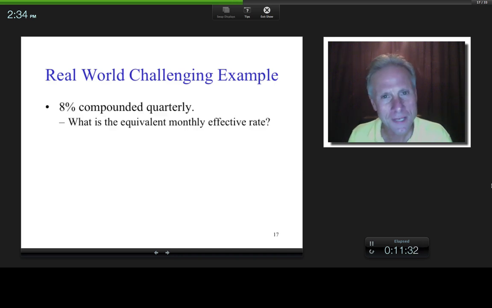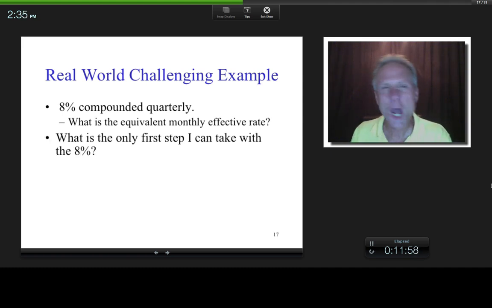So 8% compounded quarterly, what's the equivalent effective monthly rate? Now this 8% compounded quarterly, what kind of rate is that? That's a nominal or stated or advertised rate by definition, right? Because unless something specifically tells you this is an effective rate, what do you have to assume? You have to assume it's a nominal or stated advertised rate. And also, by definition, what is the only first step that I can take with that 8%? There's absolutely nothing else that I can do as a first step.